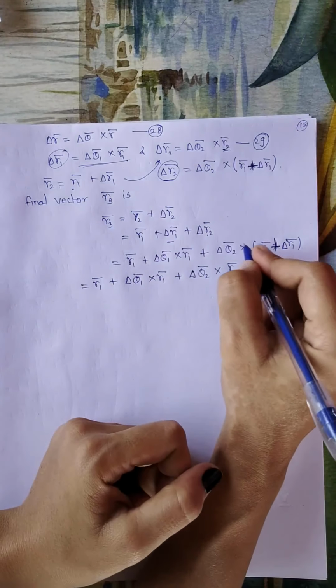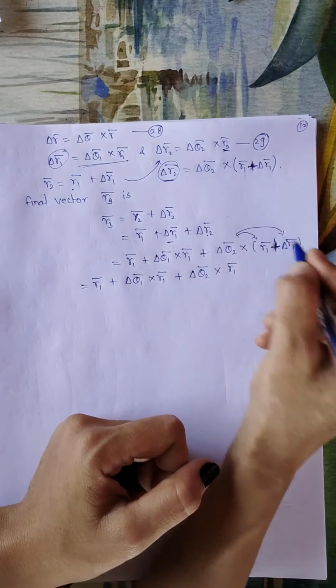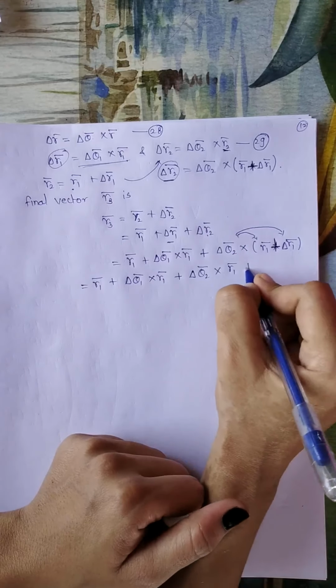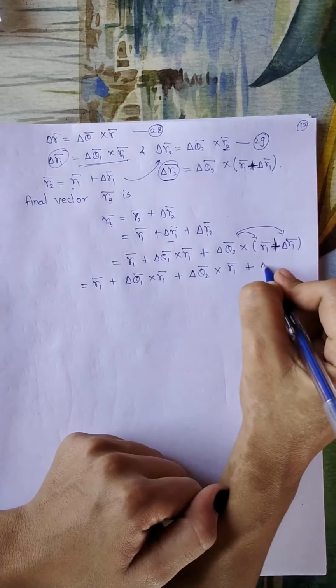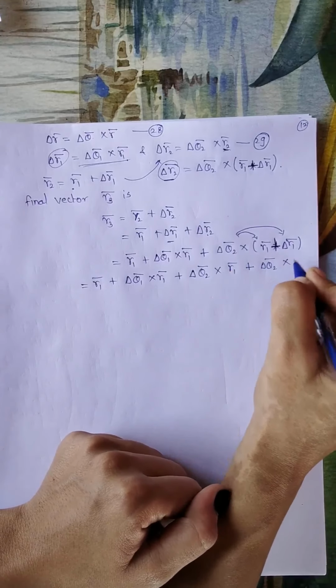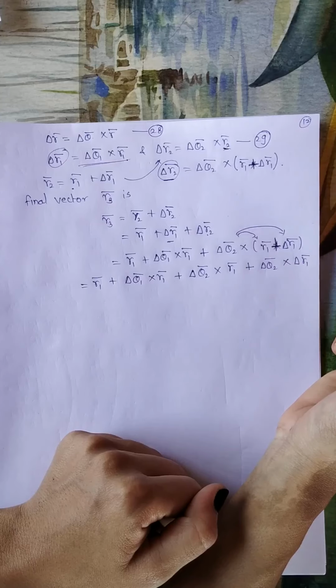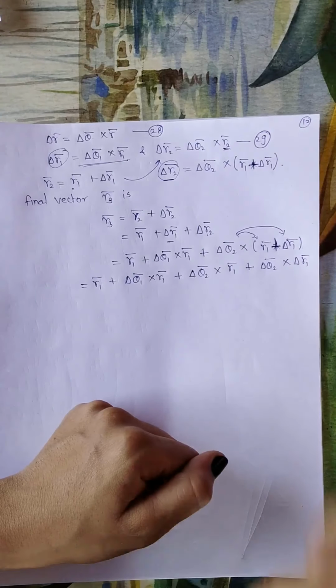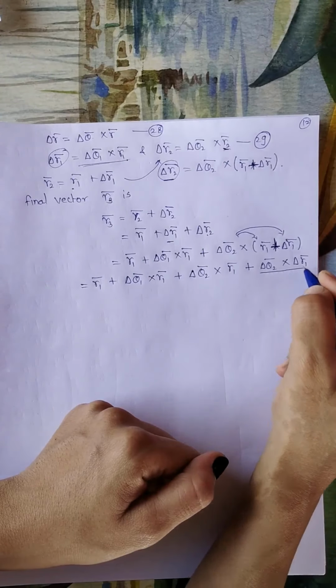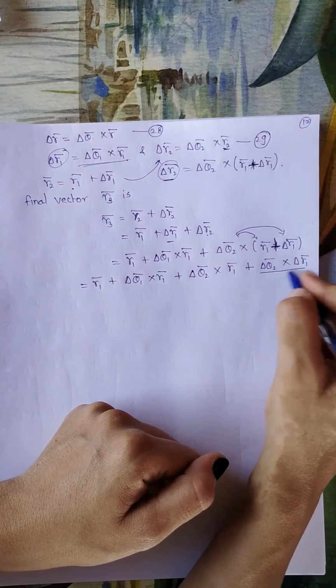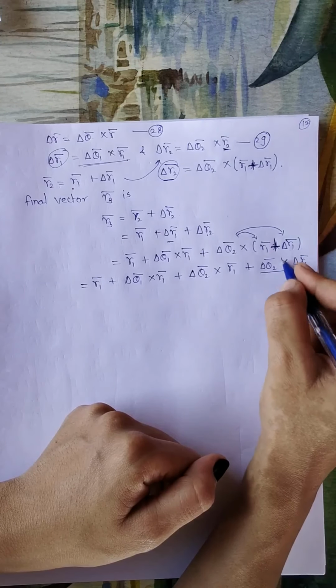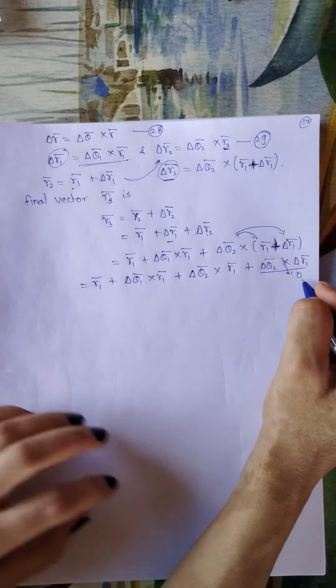Now if you solve this bracket, we will get two terms containing addition. So here there will be an addition of delta theta 2 bar crossed with delta r1 bar. And now we will ignore this term since it is a product of two very small terms. So this is nearly equal to 0.